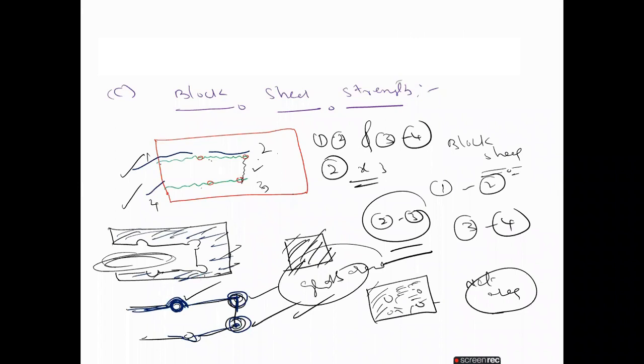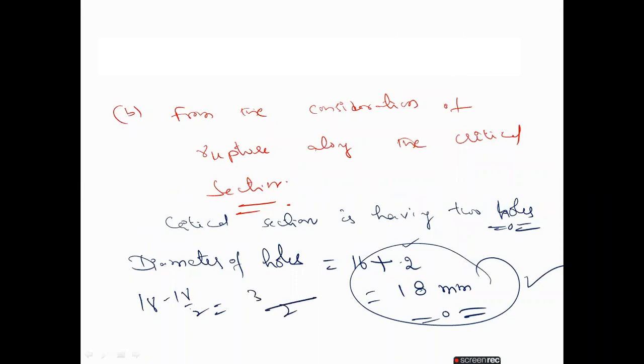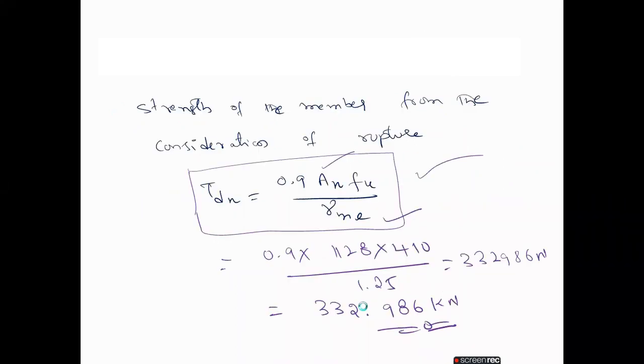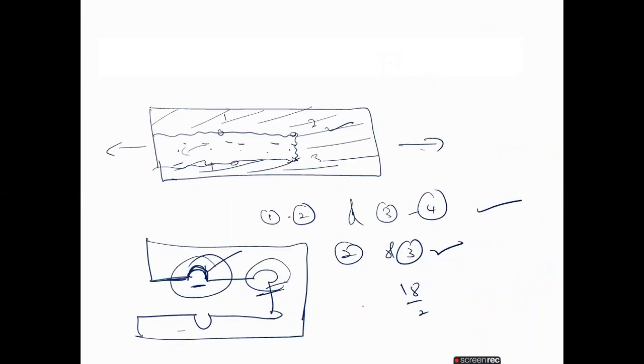I will show you again. Yeah, here we got the whole diameter is 18. So 18 minus 18 by 2, what happens? So like this, we will calculate here. So please wait for 1 second.